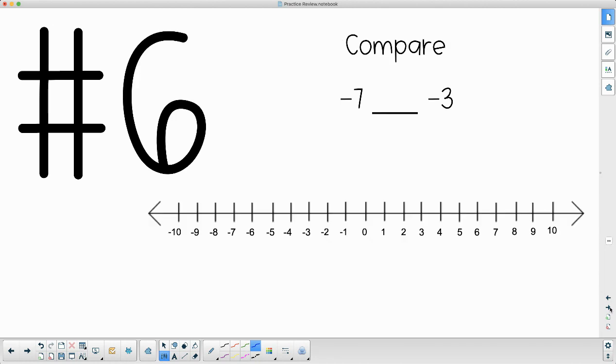Number 6 asks us to compare these. So thinking about our number line, we have -7 here, we have -3 here. This way is going to be bigger, so -3 is larger than -7.